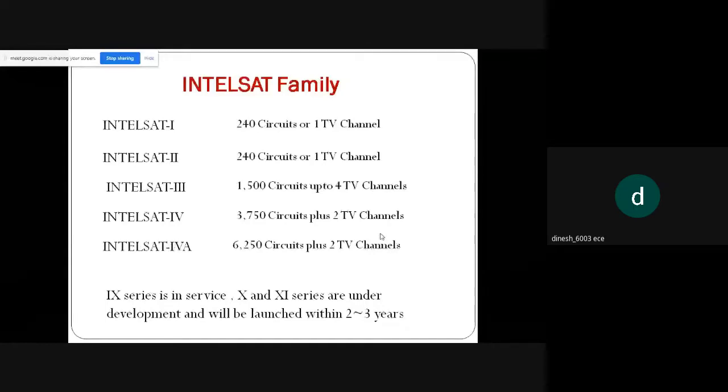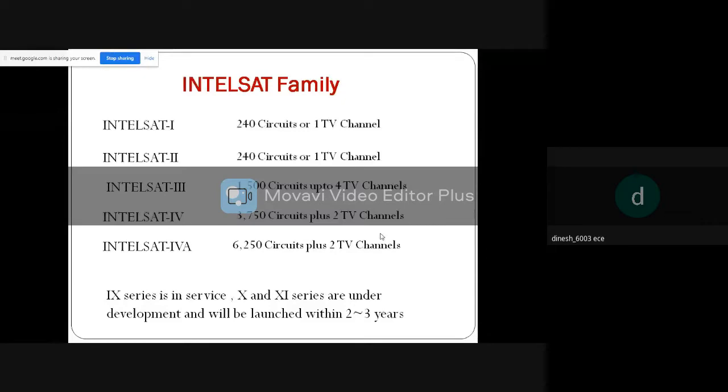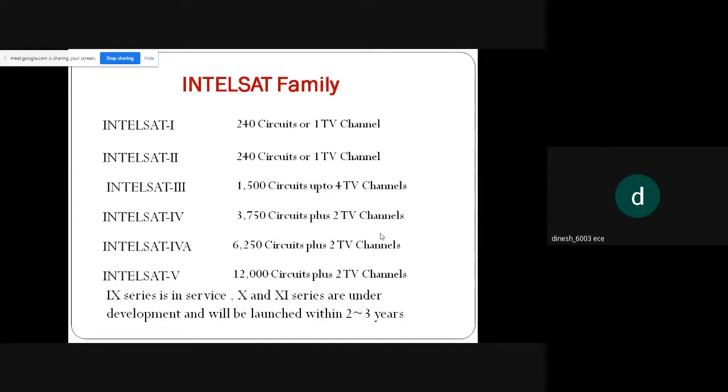Intelsat 4A was given for 6250 circuits plus two television channels. Intelsat 5 was given for 12,000 circuits plus two television channels. The Intelsat 9 series is in service. 10 and 11 series are under development and will be launched within 2 or 3 years. This is the development of the Intelsat fleet.